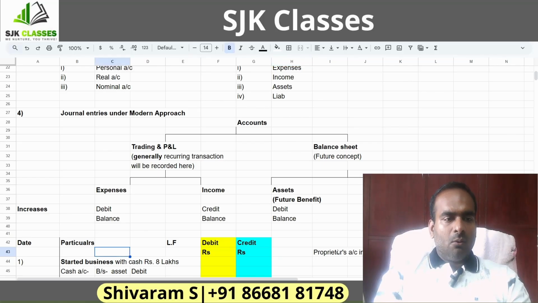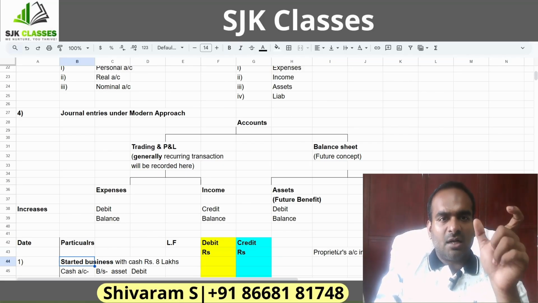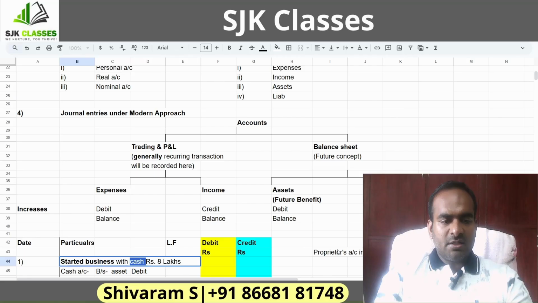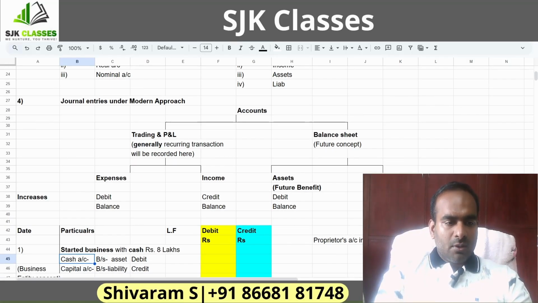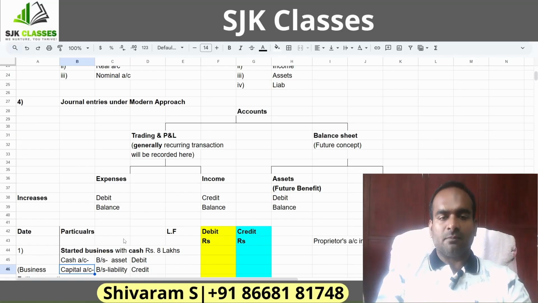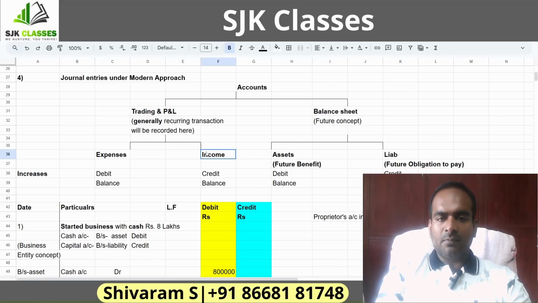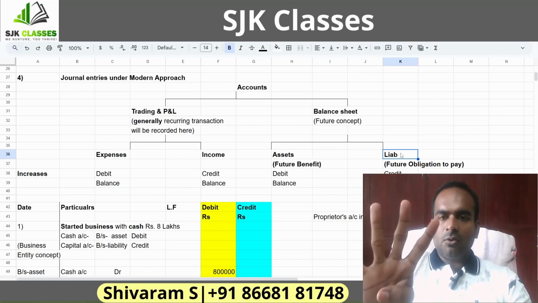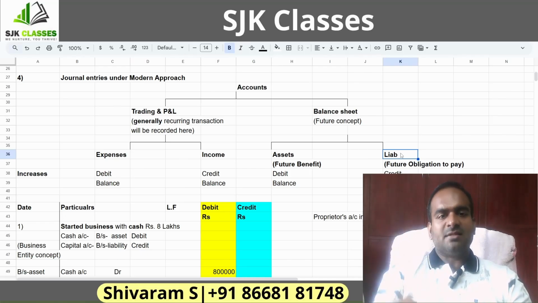So in this transaction, what are the accounts involved? One account is capital account, after seeing which word we have brought in capital: started business. And what is the other account involved here? It is cash account. So the two accounts involved here are cash and capital. Once we have picked out the keywords from the transaction, the next step is classification. What is classification? We have to classify the accounts into expenses, income, assets, or liabilities. As I told you, in modern rules of accounting, we have only four basic heads: expense, income, asset, liability. Under these four heads only, these accounts will get classified.